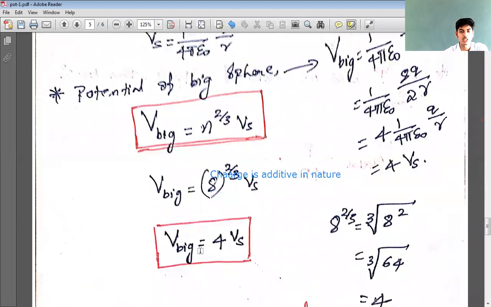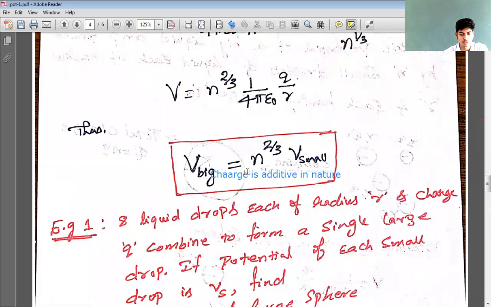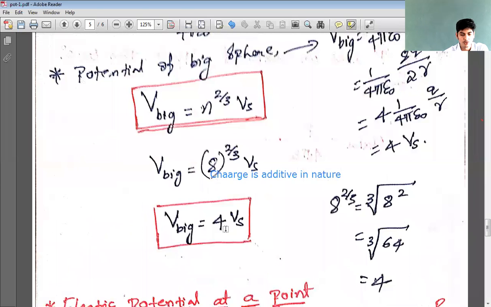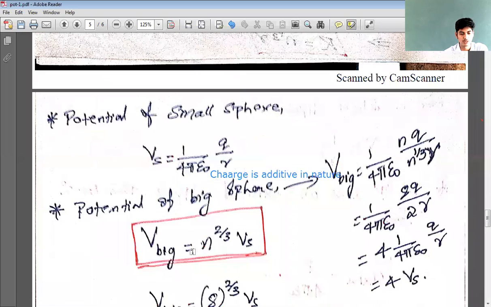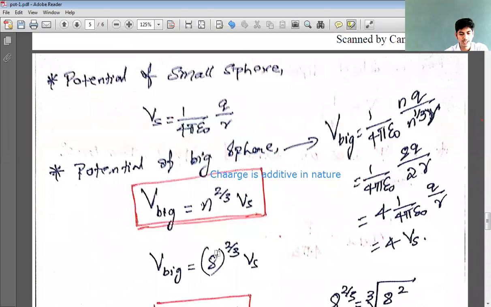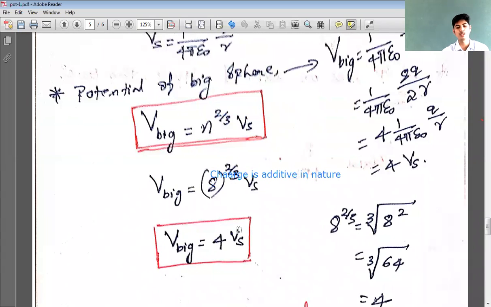So what will be the potential of the big sphere? 8 power 2 by 3 is 4. Potential of the big sphere is 4 times the potential of the small sphere. Evaluate it: potential of big sphere is n power 2 by 3 times potential of small sphere, and with n equal to 8, 8 power 2 by 3 is 4.